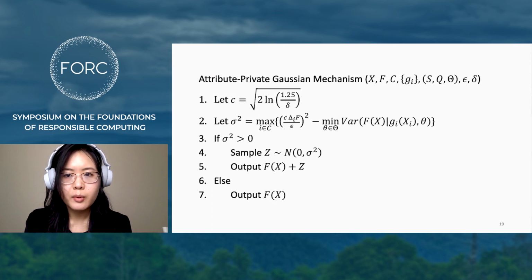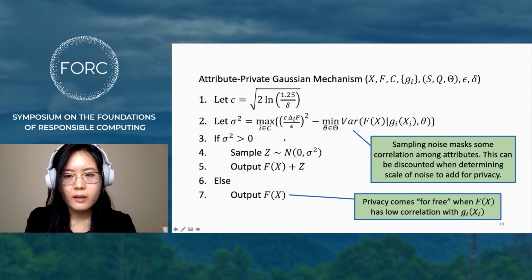Here is the attribute private Gaussian mechanism. It takes a dataset X, query f, the sensitive attribute index i, and the corresponding secret function g_i, the framework S, Q, theta, and privacy parameters epsilon and delta as the input.